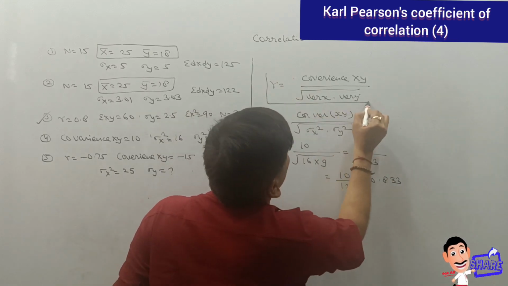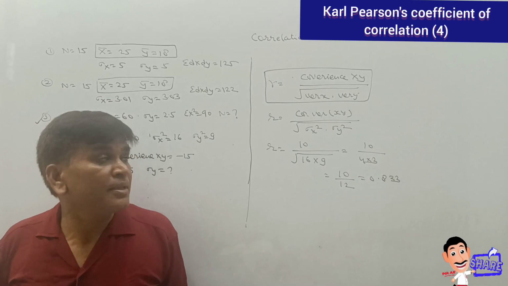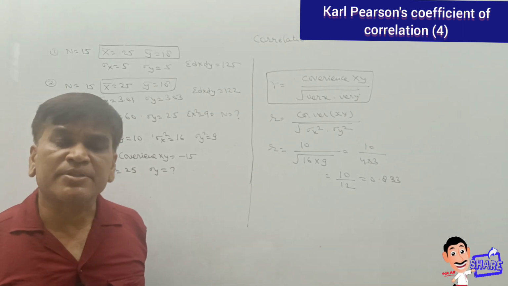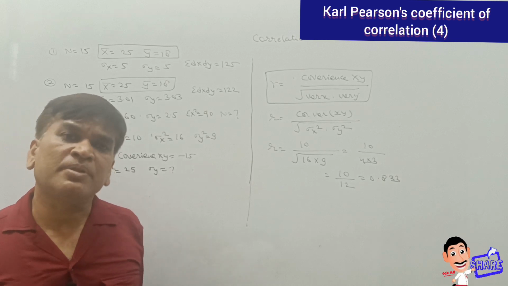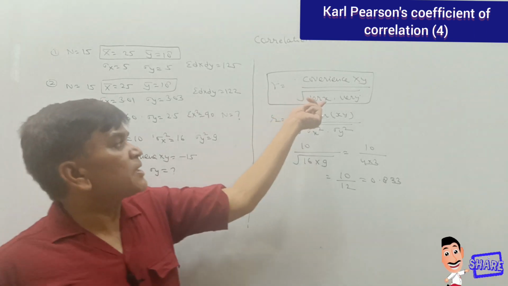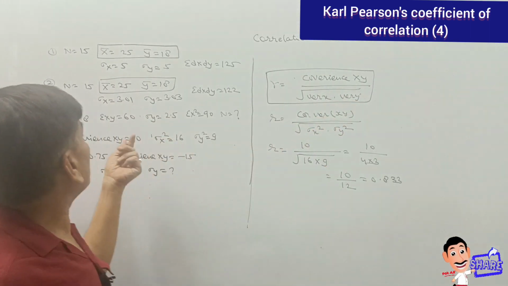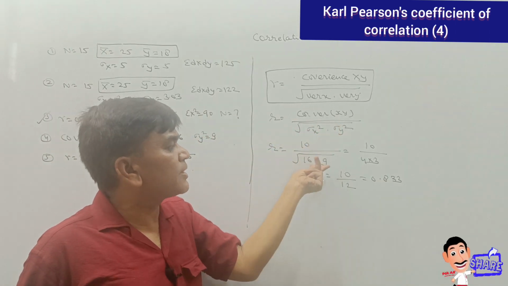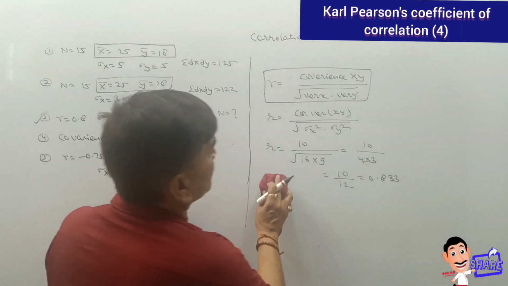So this is also a new formula for calculating Karl-Pearson coefficient of correlation. Correlation can be calculated with the covariance of xy divided by under root variance of x and variance of y. As we know, the variance of x is the square of standard deviation of x, and variance of y is the square of standard deviation of y. So in place of variance of x, I am writing standard deviation x square, and here I am writing standard deviation y square. So the covariance is given 10, standard deviation of x square is given 16, standard deviation of y square is given 9. So no problem, we can calculate this. Last, question number 5 is over there.